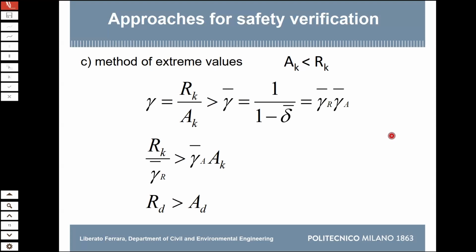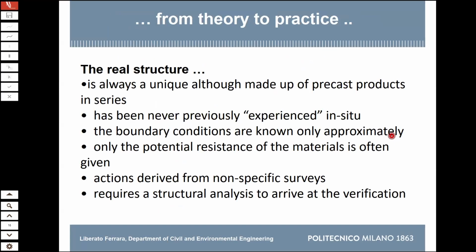So why did I want to put this? Because in the next classes, we will frequently speak about resistant design bending moment, and so on. And you will always have this subscript D here. So that is the design value. The design value is already a factored value. So this has to be clearly taken into account.